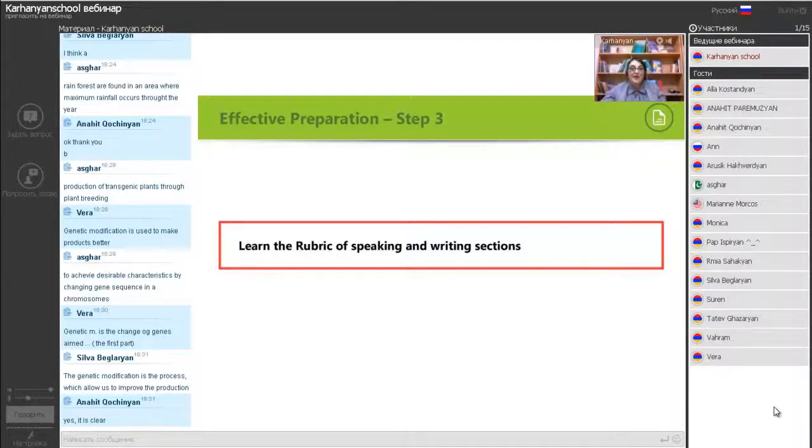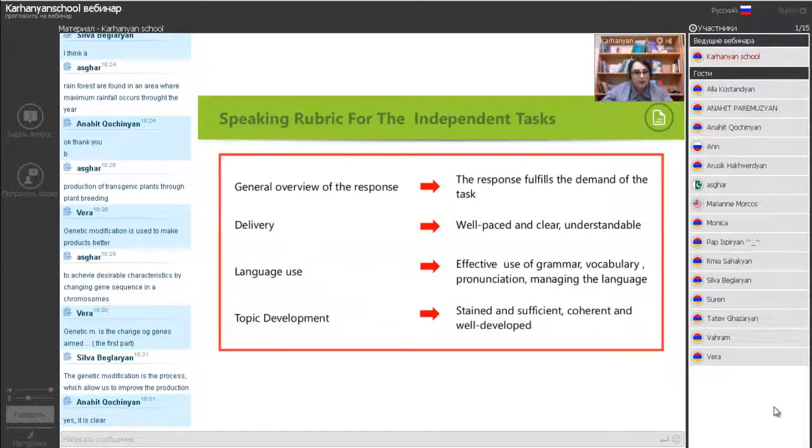So the third step is learning the rubric of the speaking and writing sections. Why is the rubric so important? Simply because they score your response according to the rubric. So by knowing it, you can structure your response in a way that covers all the points that are in the rubric. Now let's just have a short look at the rubric of the speaking section.